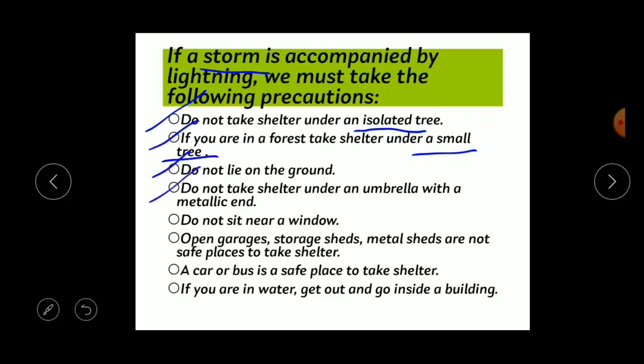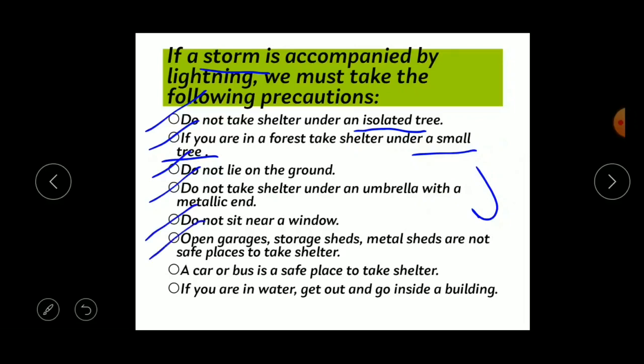The next point is do not take shelter under an umbrella with a metallic end. Try to avoid taking shelter under an umbrella with a metallic end, like this, right? Most of us have an umbrella like this, right? So avoid taking shelter under an umbrella with a metallic end. The next point is do not sit near a window. Try to be inside your house. Avoid sitting near the window.